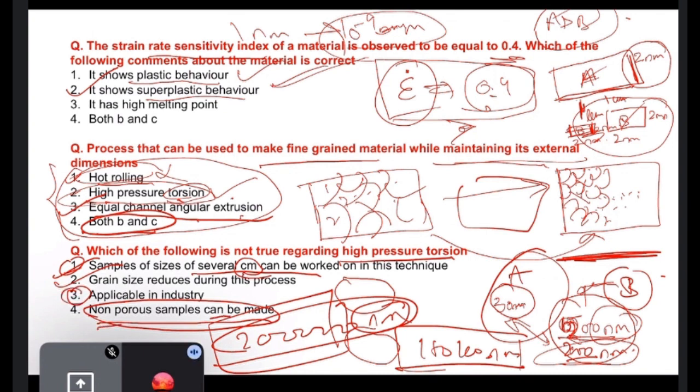So option 3 is incorrect because this technique is on a very small scale. You cannot use it in industry applications. You can just use it in your labs, in research institutes, but not on a very large scale. So option 3 is the answer. C option is correct.